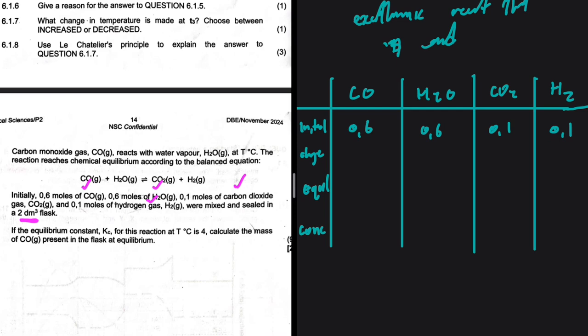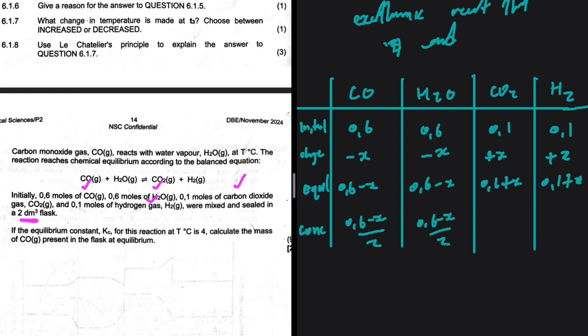So what will be the change? With respect to the balancing coefficient, here we can have minus x, because the reactants are going down, they're getting used up. And then the products, we have plus x. So at equilibrium, we're going to have 0.6 minus x, 0.6 minus x, 0.1 plus x, 0.1 plus x. And then the concentration, we just divide by the volume. 0.6 minus x over 2, 0.6 minus x over 2, 0.1 plus x over 2, 0.1 plus x over 2.